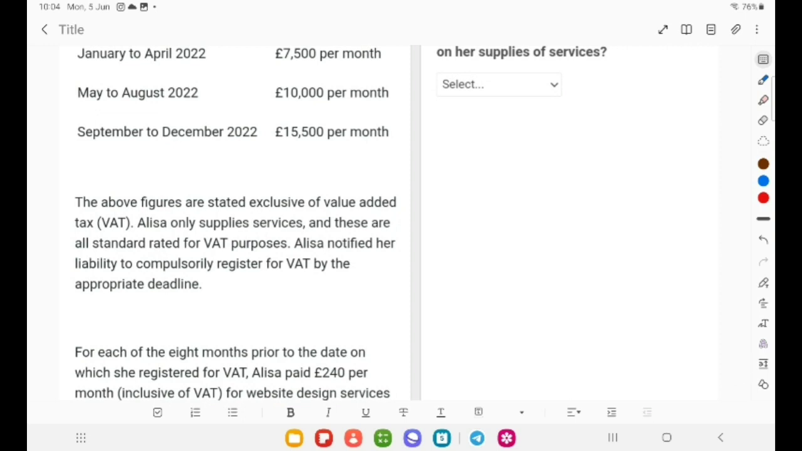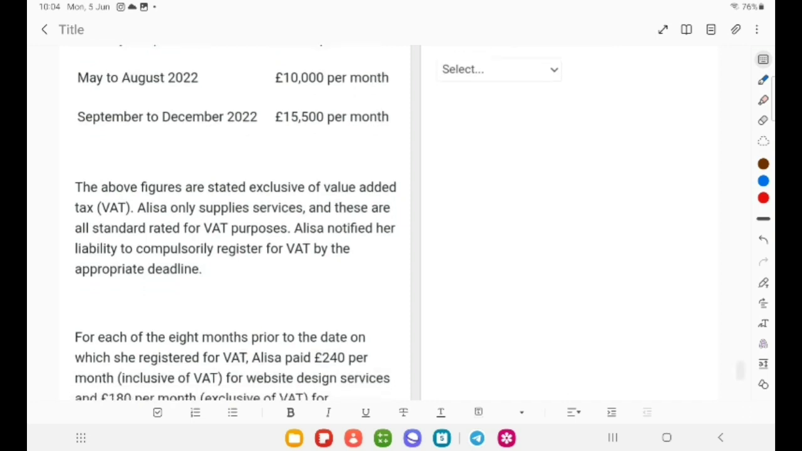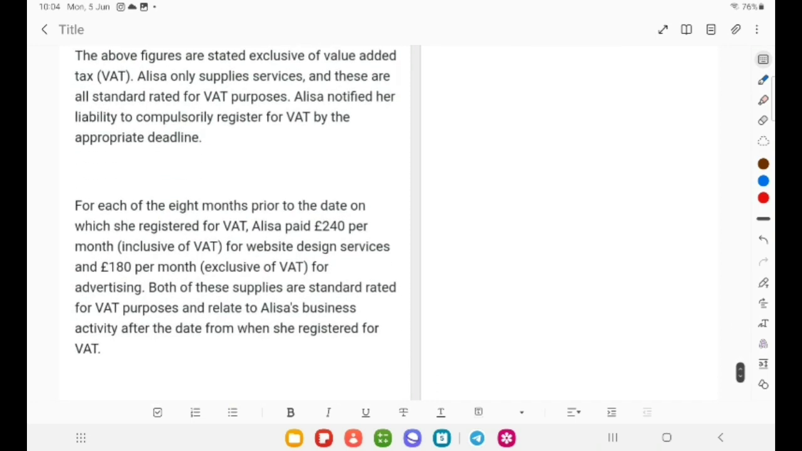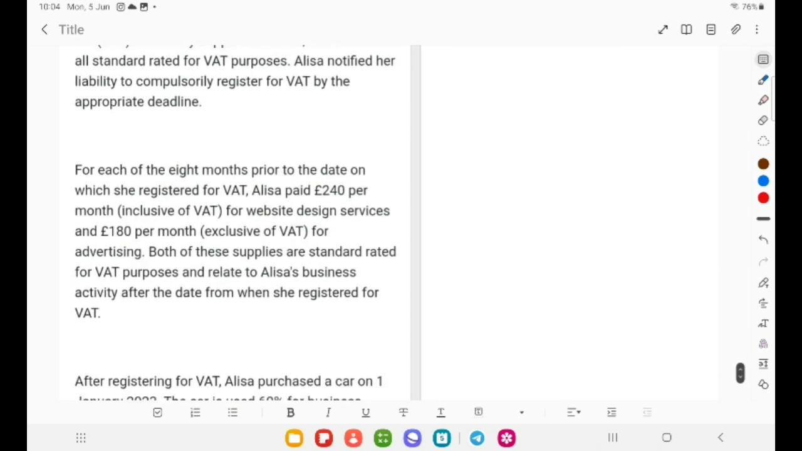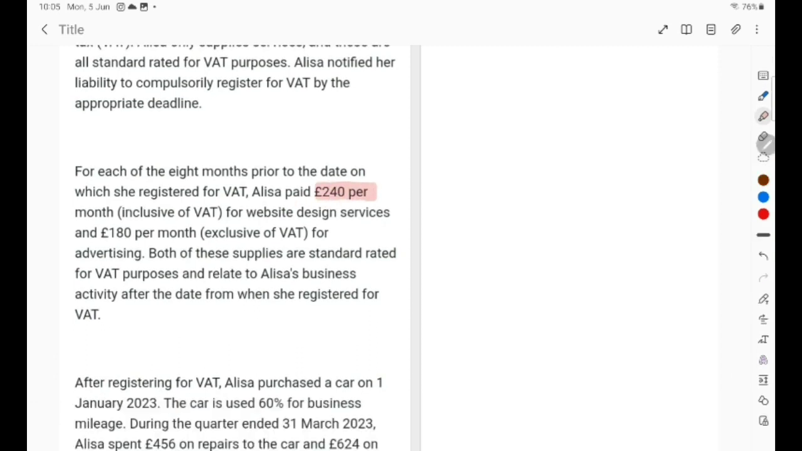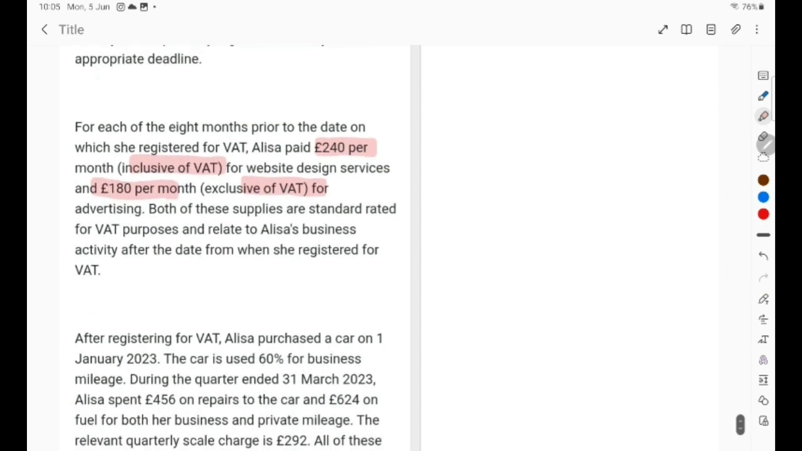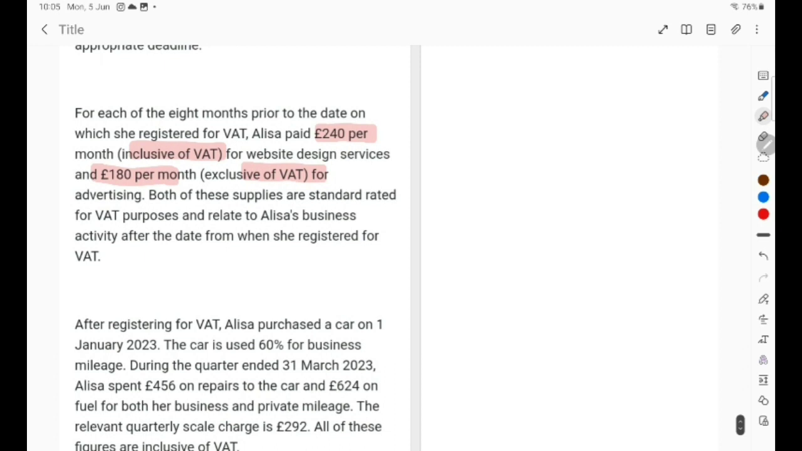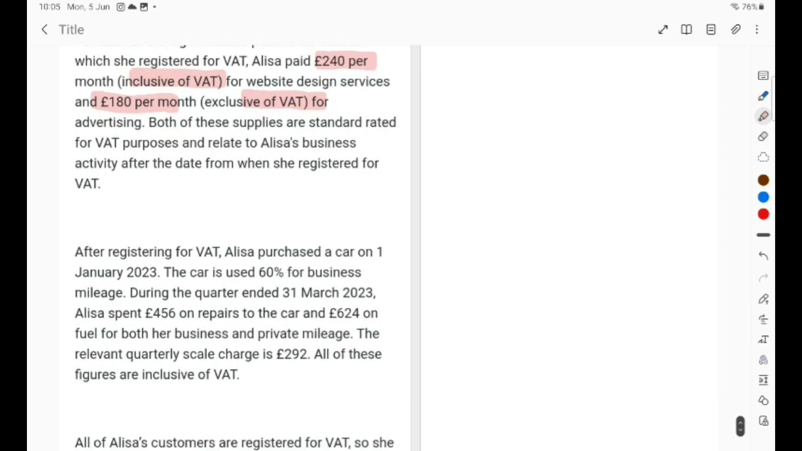Alisa notified her liability to compulsorily register for VAT by the appropriate deadline. For each of the 8 months prior to the date on which she registered for VAT, Alisa paid £240 per month inclusive of VAT for website design service and £180 per month for advertising. The £240 per month is inclusive of VAT and the £180 is exclusive of VAT. Both of these supplies are standard rated for VAT purposes and relate to Alisa's business.